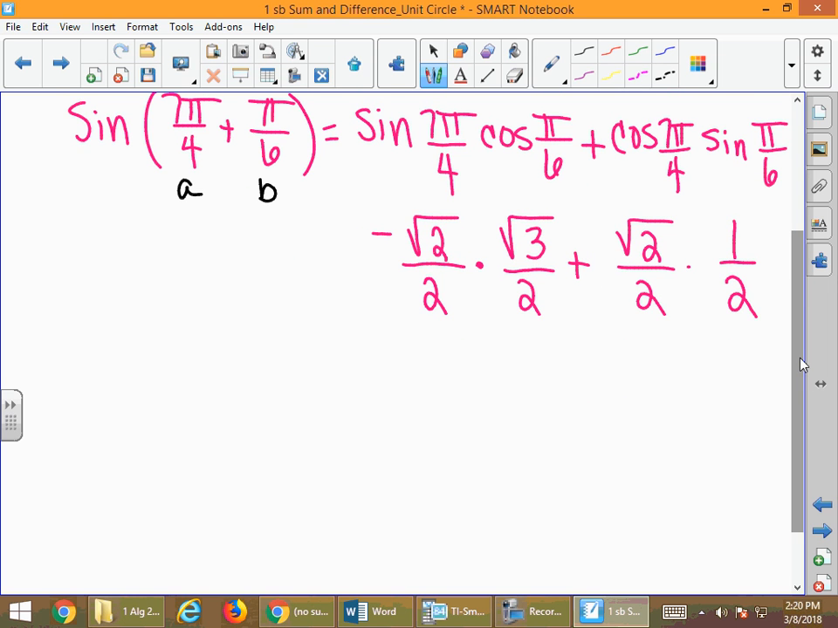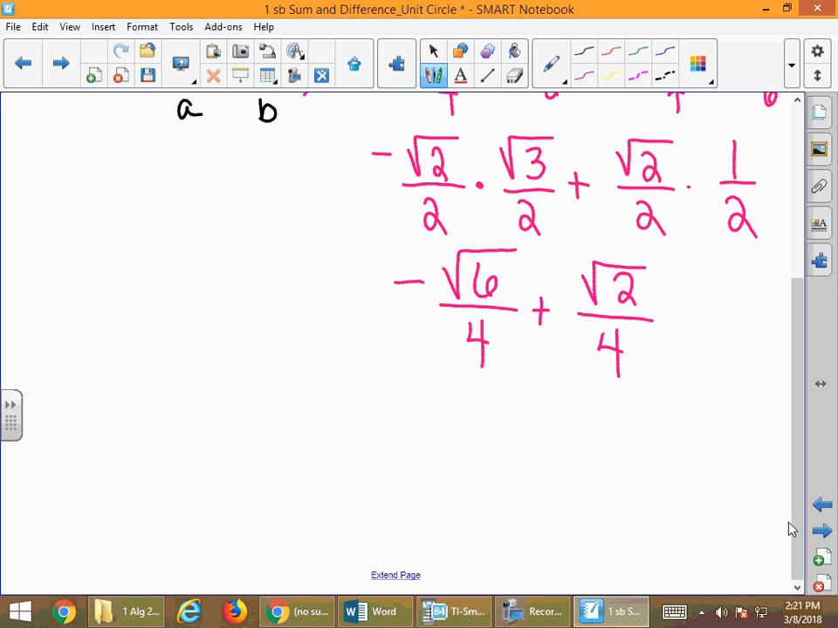And now we can finish. We multiply the tops together. We multiply the bottoms together. Negative square root of 2 times positive square root of 3 is negative square root of 6. We can multiply those two together. 2 times 2 is 4. Square root of 2 times 1, square root of 2. 2 times 2 is 4. And finally, to finish, we get negative the square root of 6 plus the square root of 2, all divided by 4.